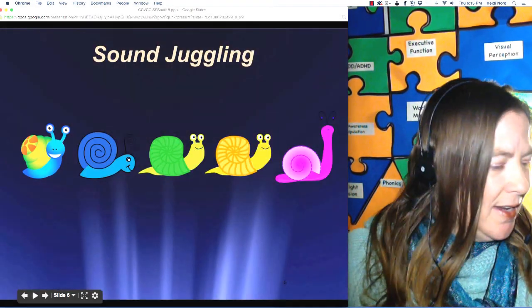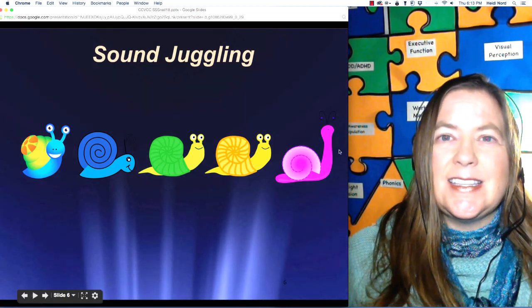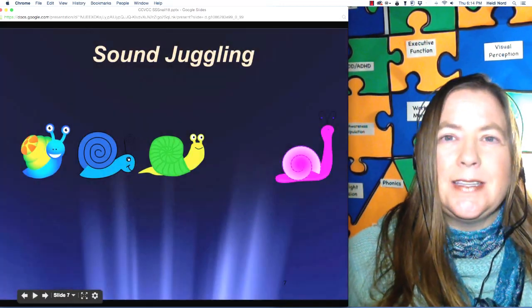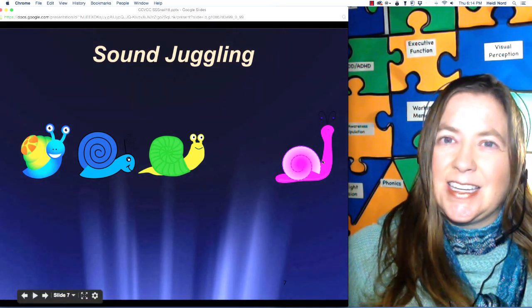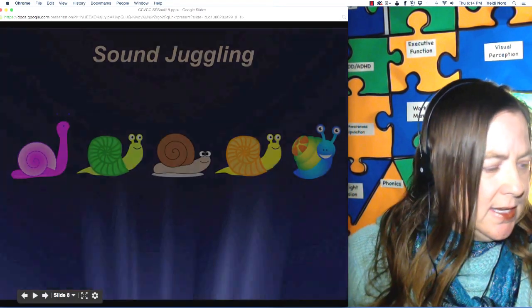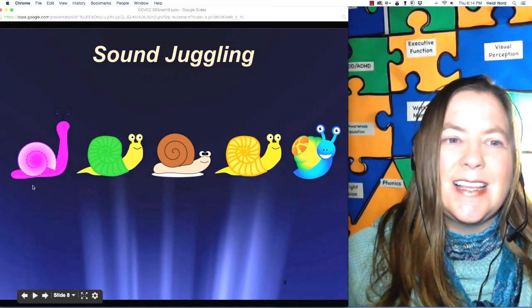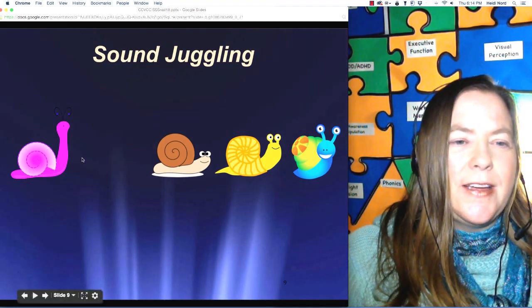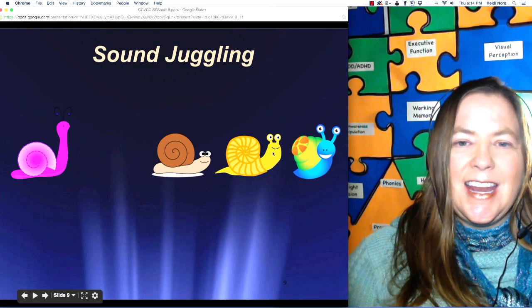Here's the next one. It is slint. And in slint, what happens if I take off the n? You have slit. The next one is slind. And in slind, what happens if I take off the l? You're left with sind.